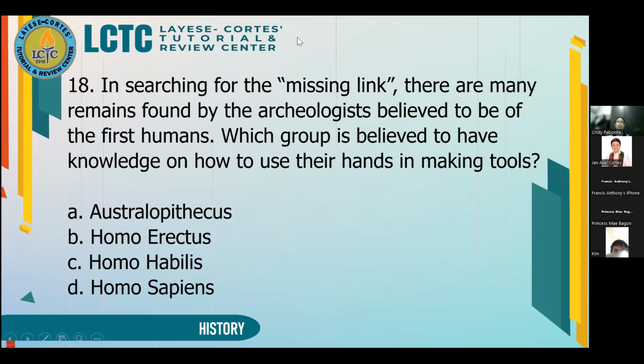Anyone? What species have utilized their hands?